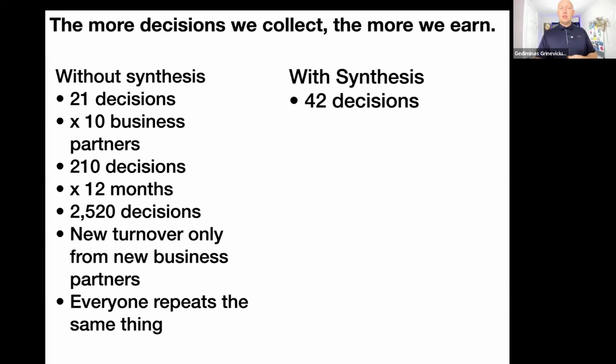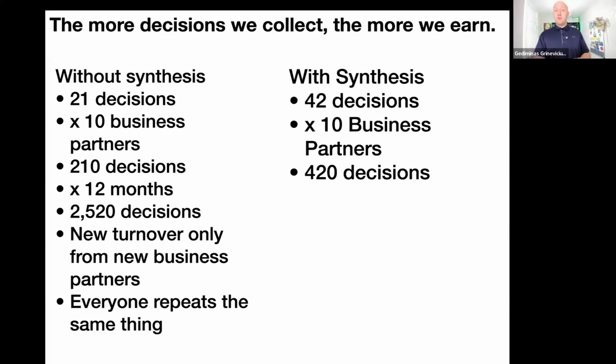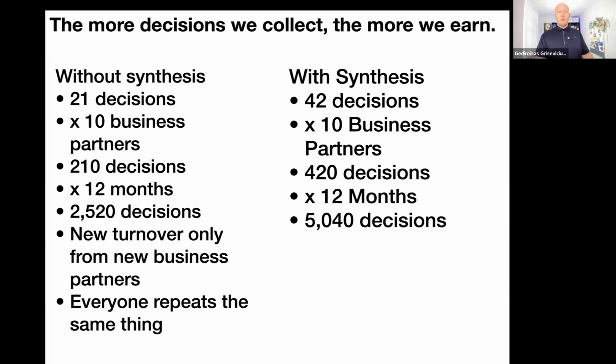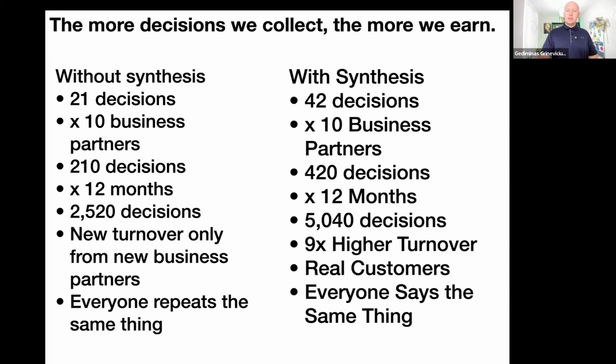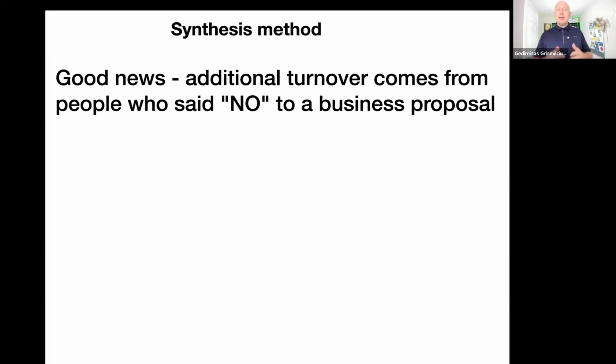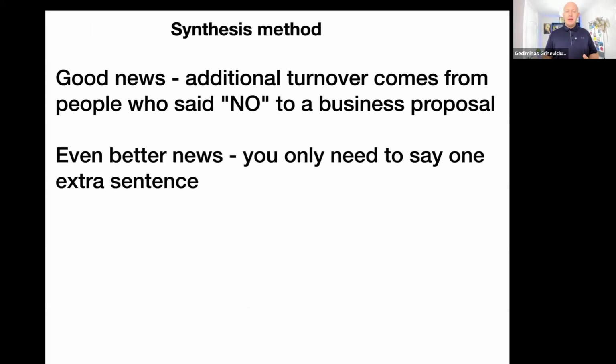Well, with synthesis, you will get 42 decisions instead of 21, times 10 business partners, that's 420 decisions, times 12 months, that's 5,000 decisions, 9 times higher turnover, real customers. And again, because you will do it, your team members will do the same thing. So, good news is that the additional turnover comes from people who said no to the business opportunity. Meaning you don't need to find new people. It's the same people. Even better news is that you only need to say one extra sentence in order to make that extra money.